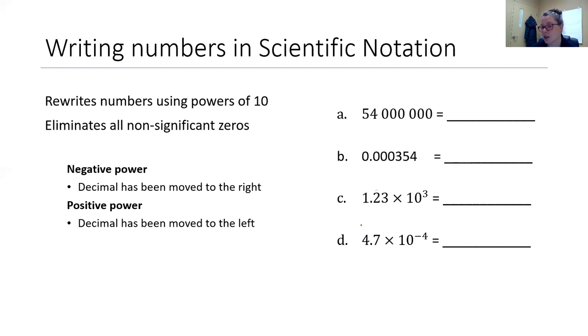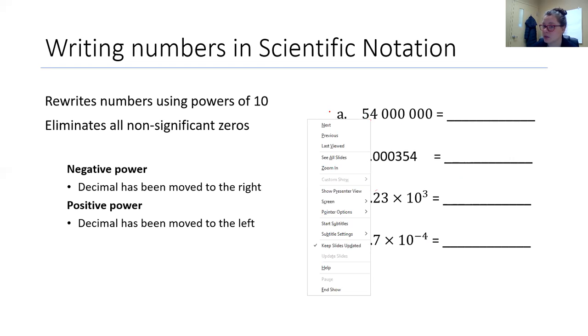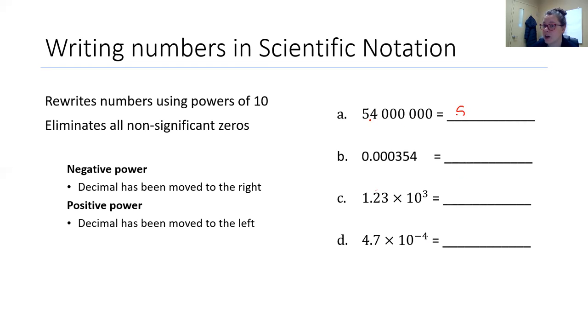So we're going to be writing our numbers to look like C and D here. So we're going to start with A, and we're going to figure out, well, how would we write that? So the number always only has 1 digit in front of the decimal place. So we're going to move our decimal here. Okay, so we're going to start with 5.4.